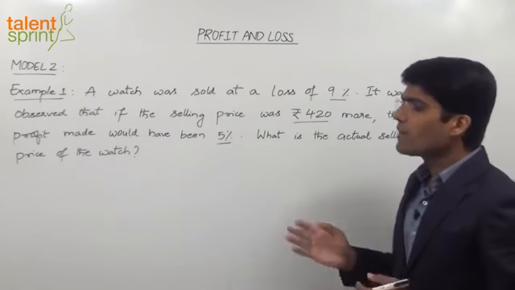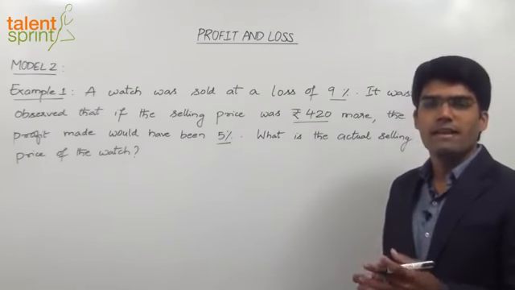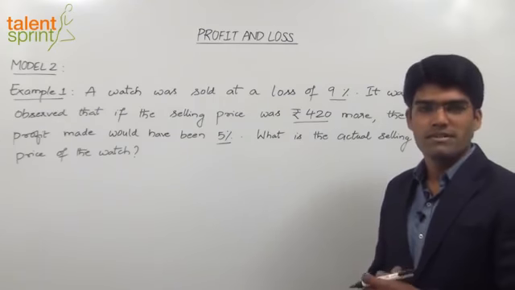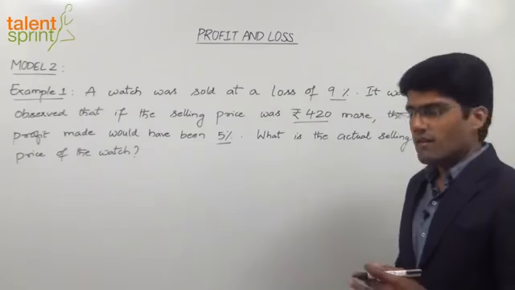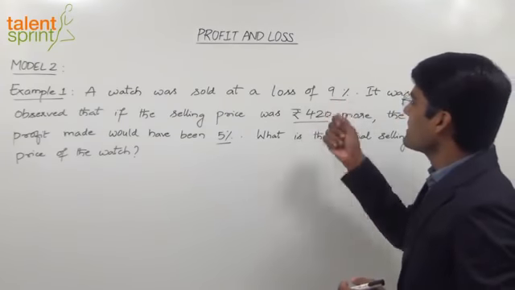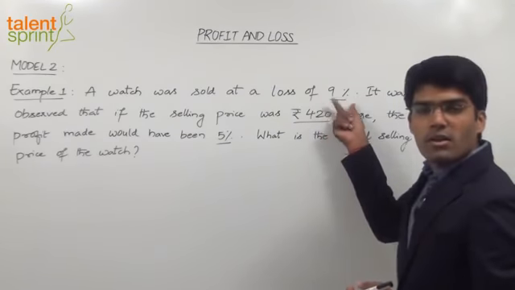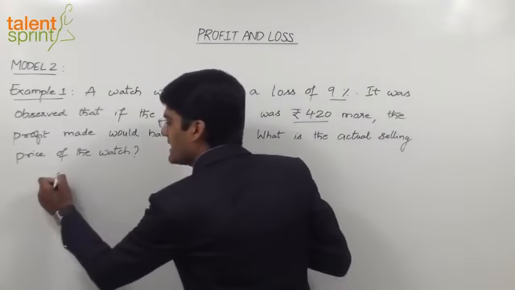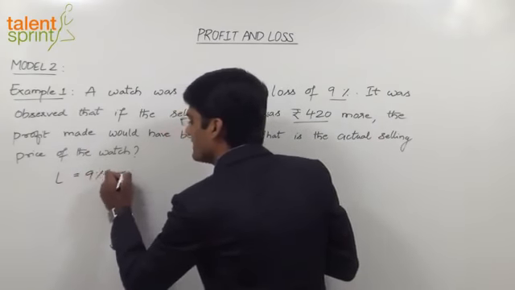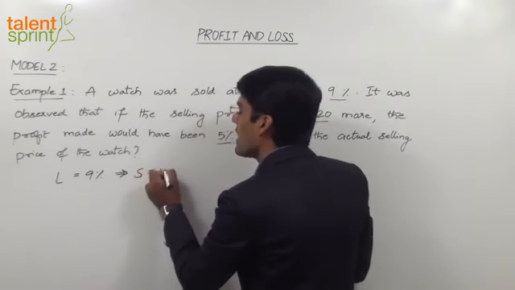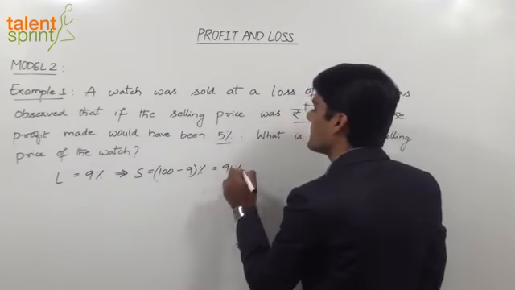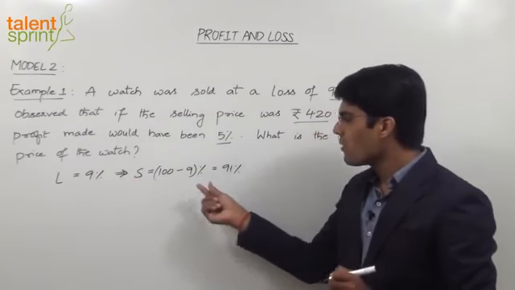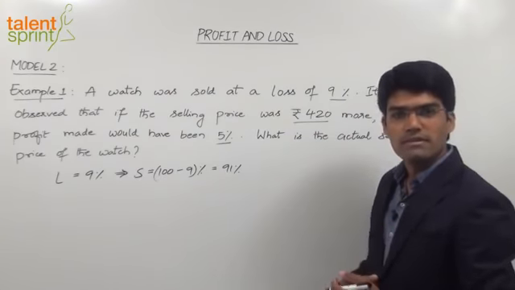Now the best way to solve such questions is simply find out the selling price in terms of percentages and then cross multiply to find out the required answer. For example, here the question says the watch was sold at a loss of 9%. We very well understand that if the loss is 9%, then the selling price will be equal to 100 minus 9%. That is equal to 91%. That means the actual selling price of the watch was equivalent to 91%.